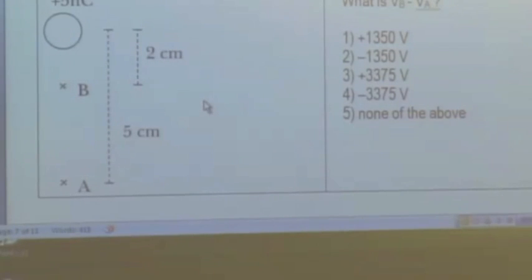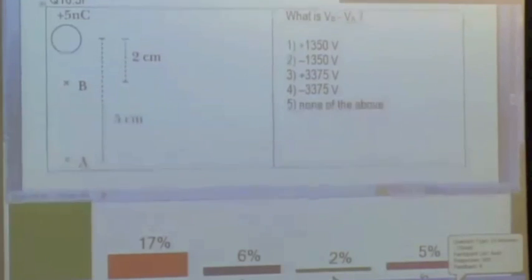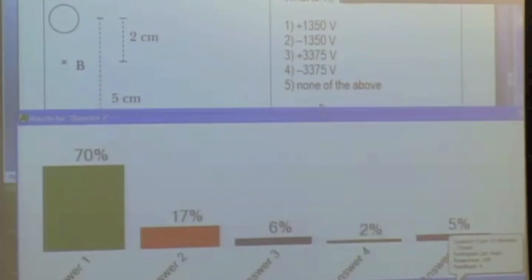Where does the path start? Starts at A, right? We're going final minus initial, so the path direction is up. So keep that in mind. Check the sign of the result when you're done to see if you are getting the correct sign. Okay, so most of us are getting number 1, which is correct, I believe.